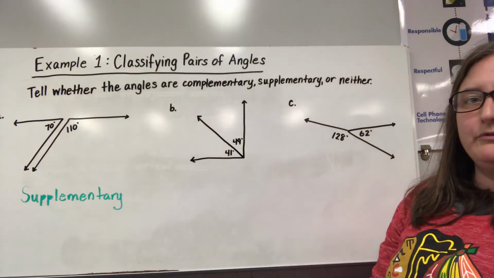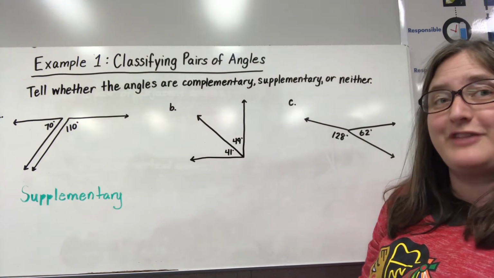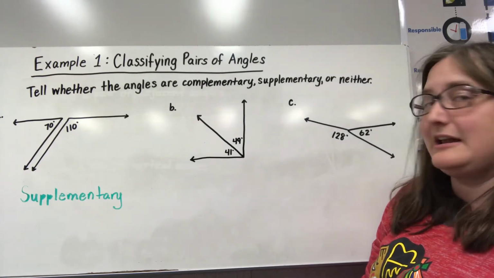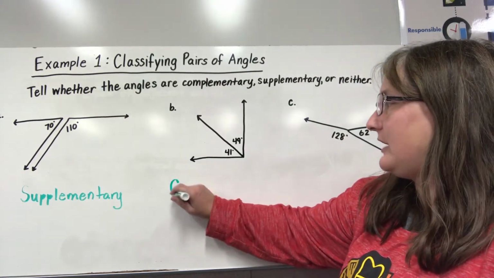Here I've got two angles, 41 degrees and 49 degrees, and if I add up the measures of their angles, it adds up to 90 degrees. Two angles that add up to 90 degrees are called complementary.